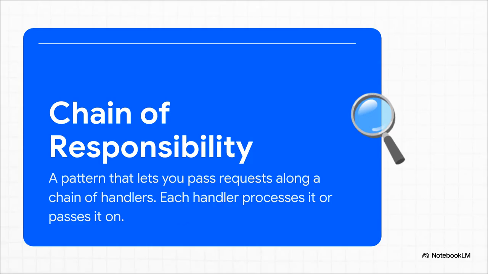So here it is, the official definition. The chain of responsibility pattern basically lets you build a pipeline of objects. A request goes in one end, and each object in that pipeline gets a chance to deal with it. If it can't, no problem. It just shrugs and passes it on to the next one in line.